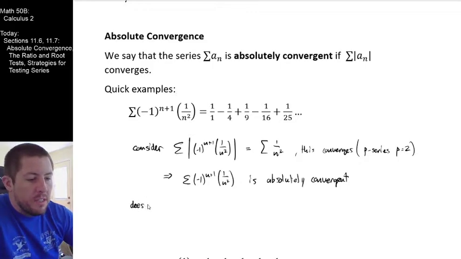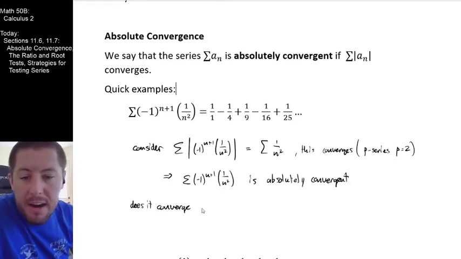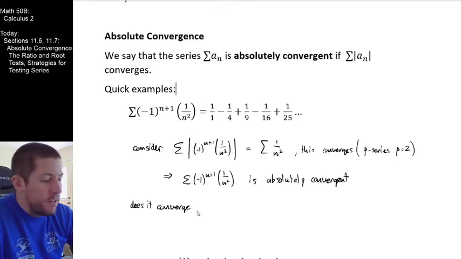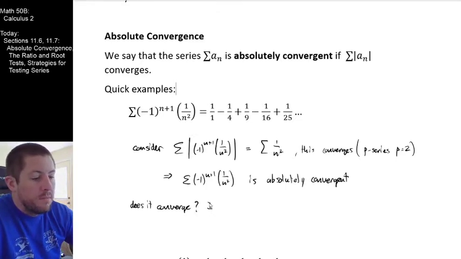Now the next question is, does it just straight up converge? We saw that it is absolutely convergent. I don't know if it is just regular old convergent. So let's say it is in the form associated with the alternating series test.